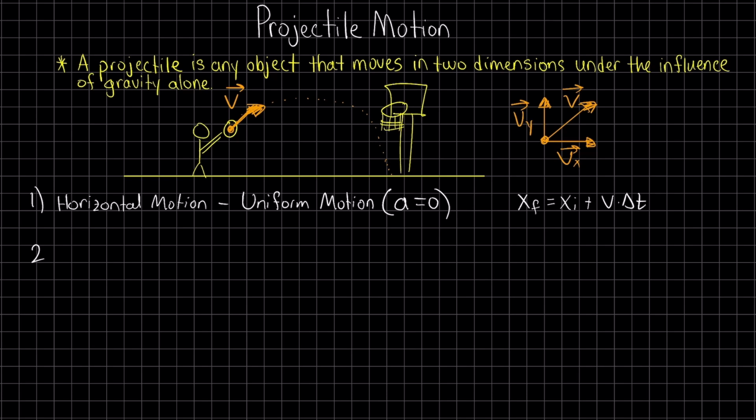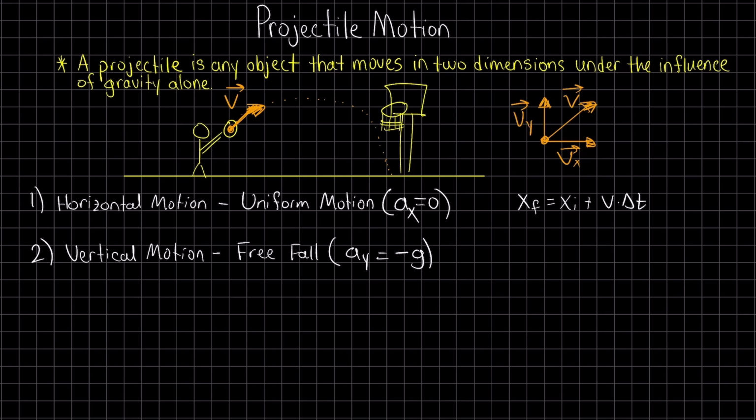The second part of the motion is the vertical part. As a projectile moves through the air, the vertical piece of the motion is simply freefall. And that means that the vertical acceleration is equal to negative g. And let's make this more complete. When I'm talking about the horizontal, the acceleration is 0.